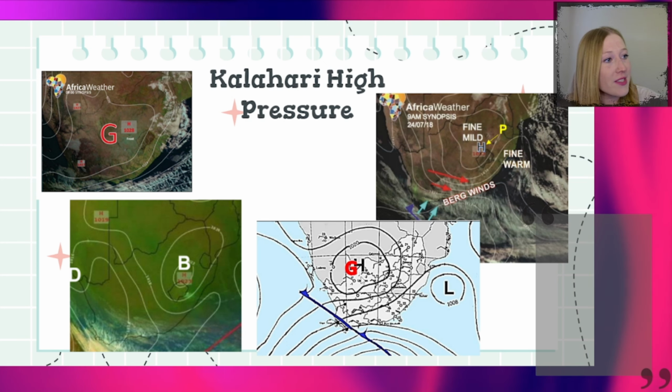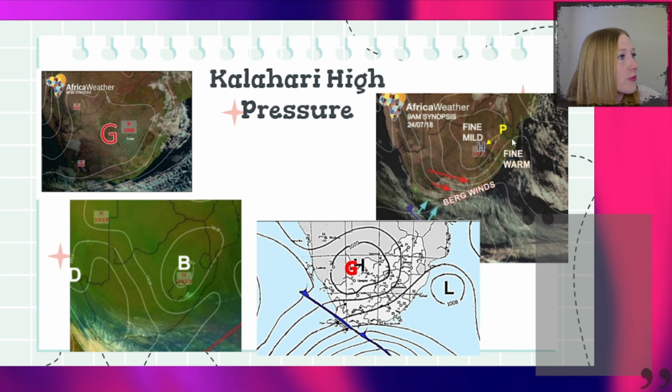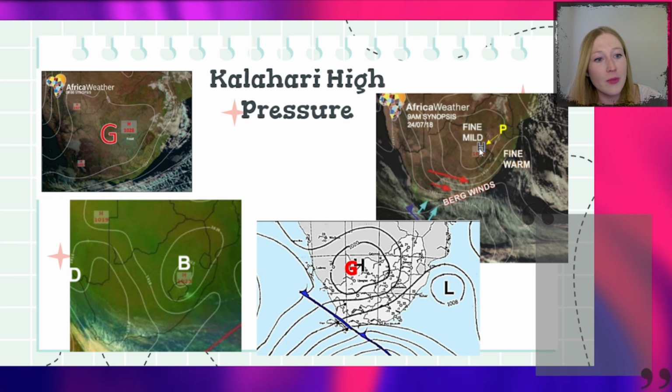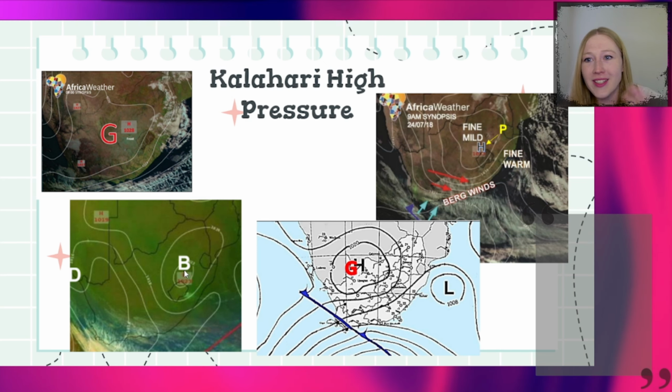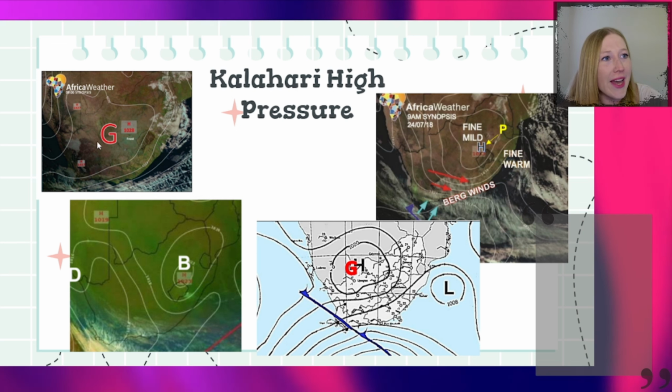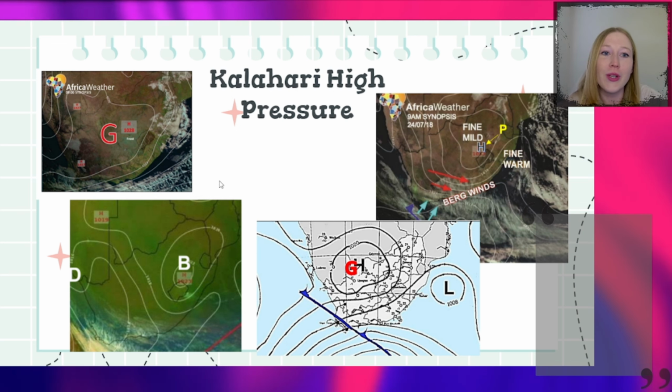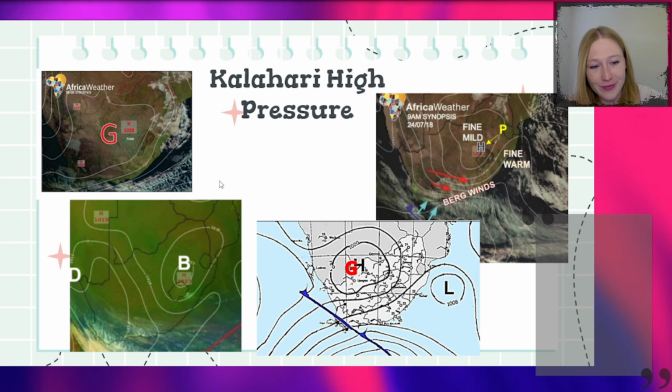Okay, so if it's labeled like over there, we've got G. There we have P pointing towards the high pressure. We have B. You can't really see the label for the high pressure over there, but it is there. And we have G. Then we know it is the Kalahari high pressure.